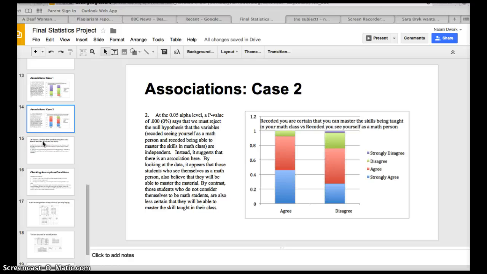Okay, and here is the second case of an association. At the 5% alpha level, a p-value of 0 says that we must reject the null hypothesis that the variables, seeing yourself as a math person and being able to master the skills in math class, are independent. Instead, it suggests there's an association. When we look at the data and the graphs, it shows that students who see themselves as math people also believe that they will be able to master the material in their math class. In contrast, students who do not see themselves as math students are also less certain that they will be able to master the skills in class.